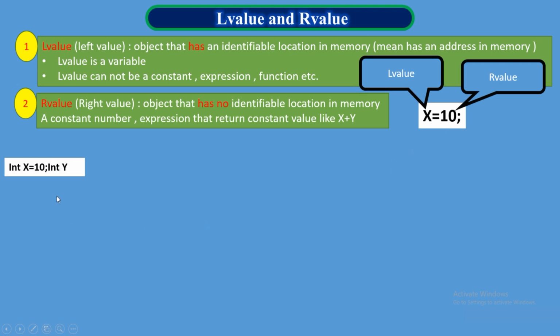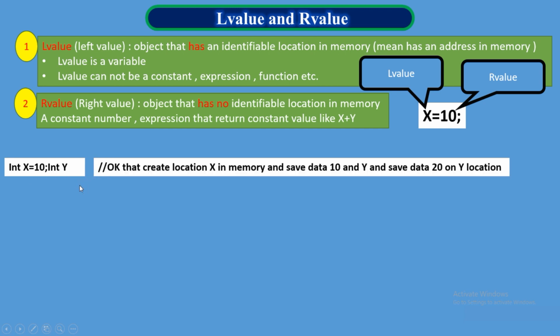Suppose we have a variable, integer x is equal to 10, and integer y. It's okay if you declare variables in this way. That creates a location x in memory and saves 10 in x, and also declares a variable y in memory.